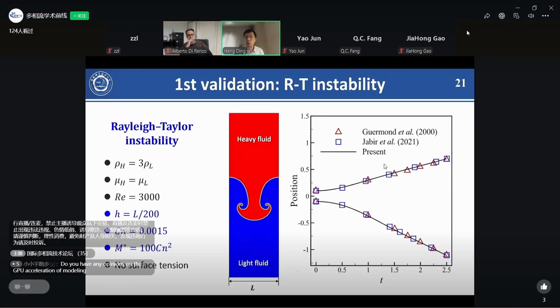Okay, now we show some validation cases. The first one is Rayleigh-Taylor instability. That means when a heavy fluid is placed on a light fluid, any perturbation in the phase would cause this kind of numeric instability. People usually have interest in the front of this spike and also the front of this bubble here. Previously people have done extensive work on these issues. So we show our numeric results as these solid curves here. Compared with other people's results, we have quite good agreement with them.